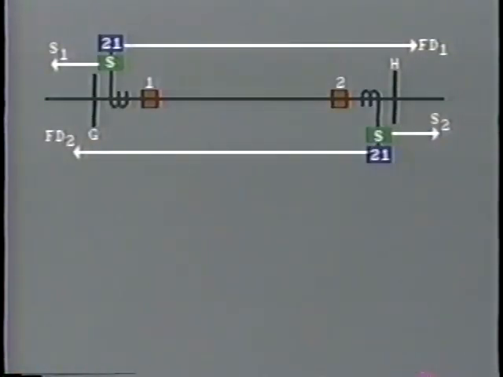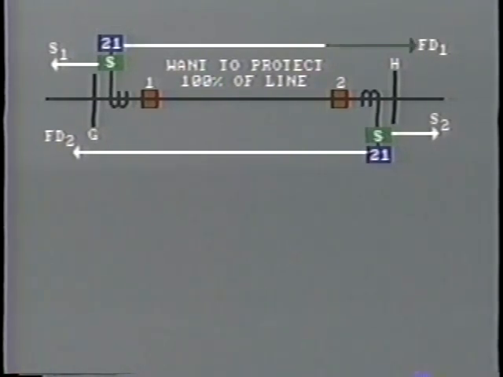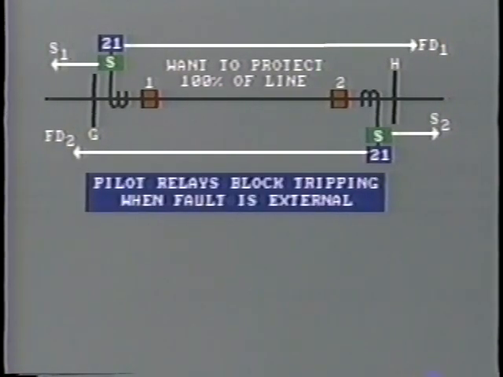One way around this problem is to use signals for blocking instead of as a transfer trip. In this arrangement, in order to achieve the objective of protecting 100% of the line, the relays, that is, the fault detectors, are set to overreach into the adjacent sections of line. The pilot relaying system functions to block tripping when the fault is external. Let's see how this works.